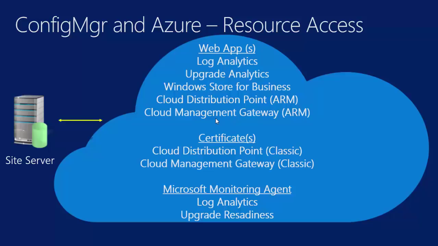There's also certain pieces, Cloud Distribution Point Classic and Cloud Management Gateway Classic, that will leverage certificates to support communication between on-prem and Azure, and on we go, right? So we'll see that. And then there's Log Analytics and Upgrade Readiness, which will use the Microsoft Monitoring Agent installed on ConfigMgr to communicate back and forth with certain components in Azure. Again, you'll see all of these as we set them up.